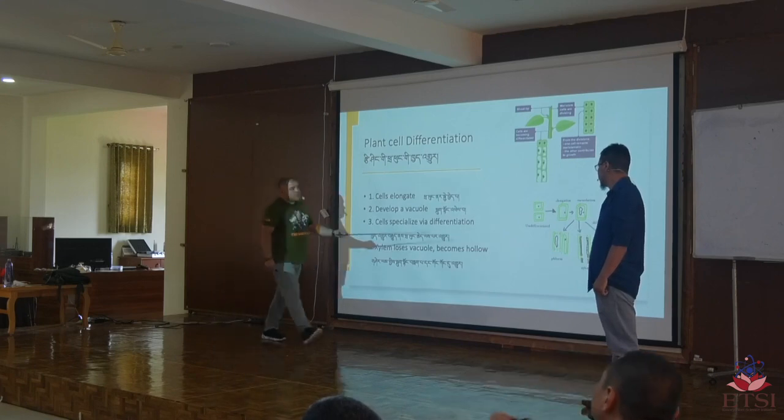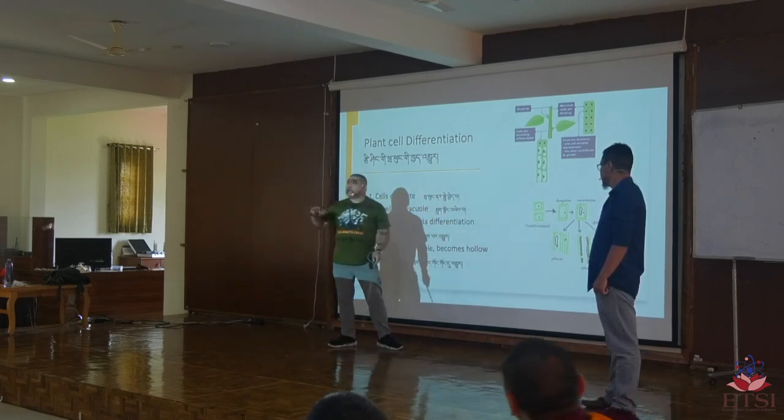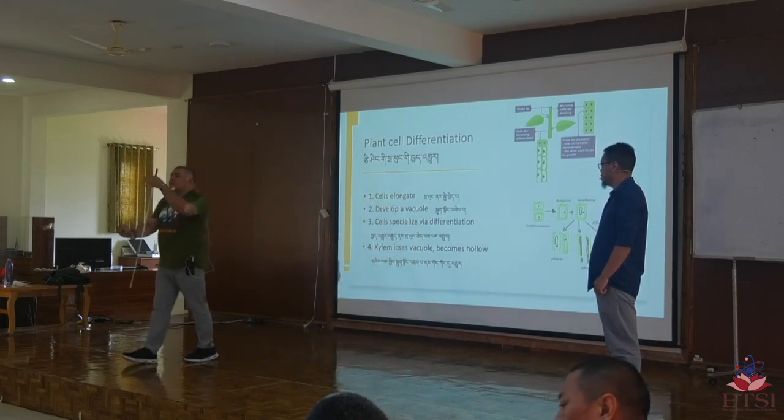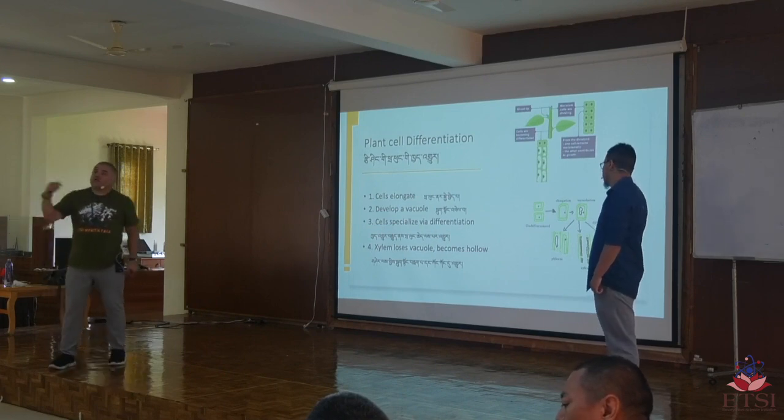And once the cells differentiate into xylem or even phloem, well, the xylem actually loses the vacuole and it becomes this hollow channel, allowing the movement of liquid, such as water and or sugar.